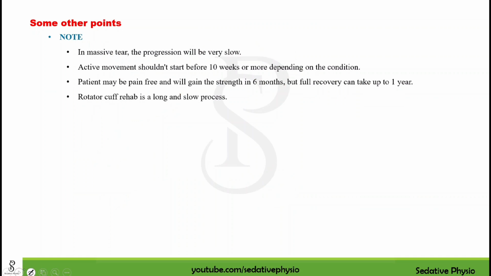Now after this, some important points. In massive tear, the progression will be very slow, very slow. Why? Because if we work aggressively on the condition, if there is any massive tear, then the tear will be compromised. There will be chances that the tear can occur again, right? So in massive tear, the progression will be very slow. Active movement shouldn't start before 10 weeks or more, depending on the condition. Depending on the condition, we will not start the active movement before 10 weeks.